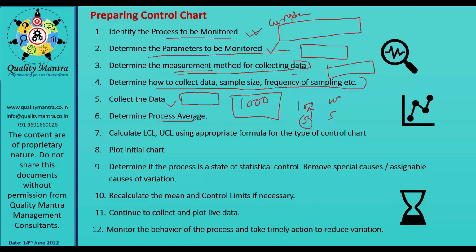फिर आपने प्रोसेस का एवरेज कैलकुलेट किया, आपने LCL and UCL calculated using the appropriate formula for that particular control chart. Because you know the various control charts have various formulas. हर एक कंट्रोल चार्ट का अपना एक अलग फॉर्मूला है to calculate the LCL and UCL. After this, you are going to plot the trial control chart, or initial chart.